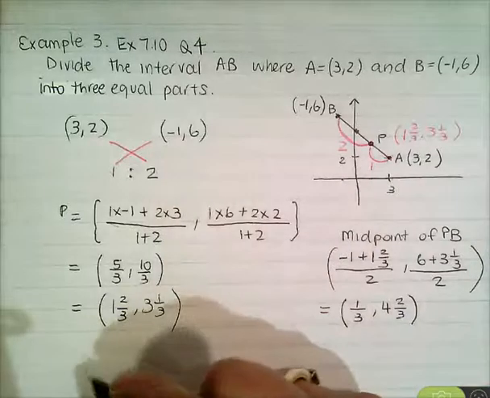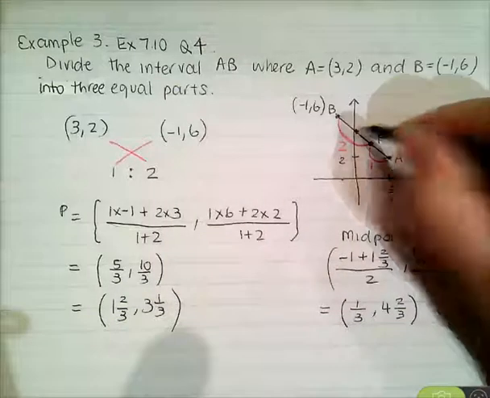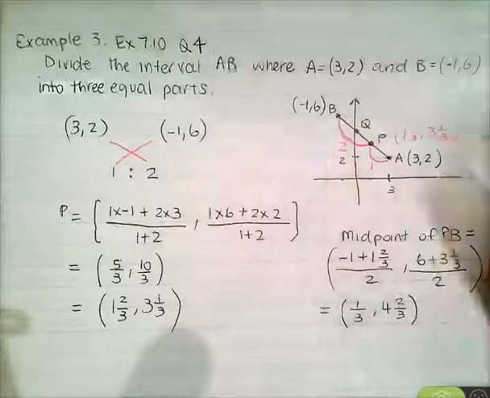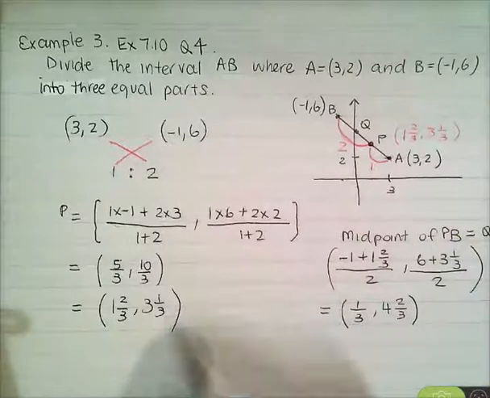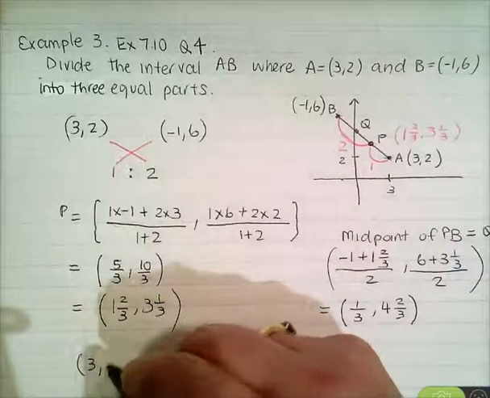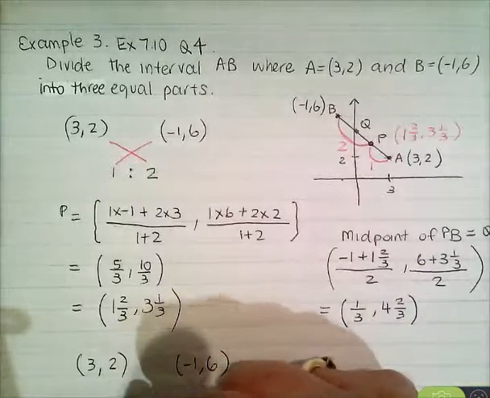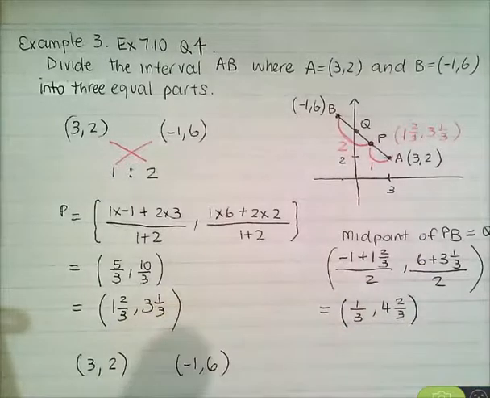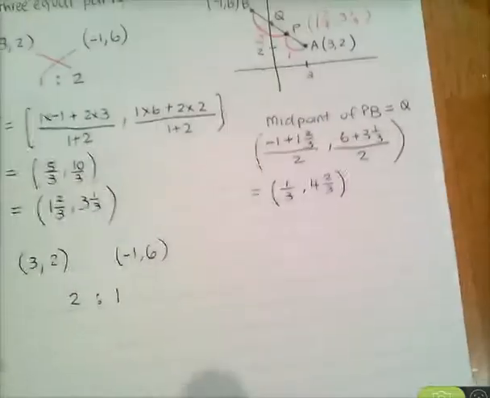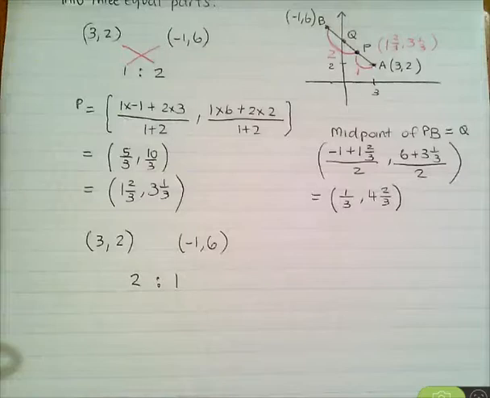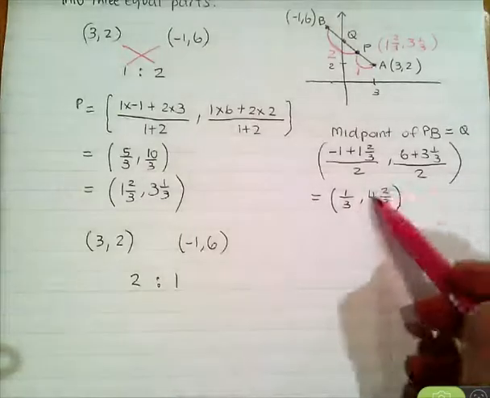So I'm actually going to do that as well. I'm going to call that midpoint of PB point Q. But what I'm going to do over here, I'm going to divide (3, 2) and (-1, 6) in the ratio of 2 to 1. And you will see that you should get that same answer of 1/3, 4 and 2/3.